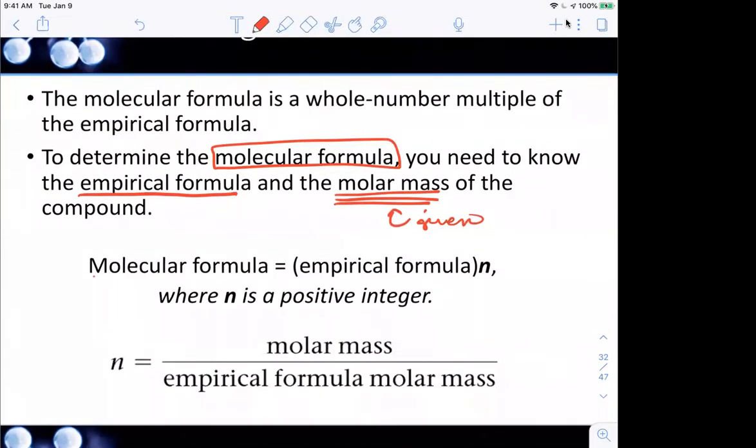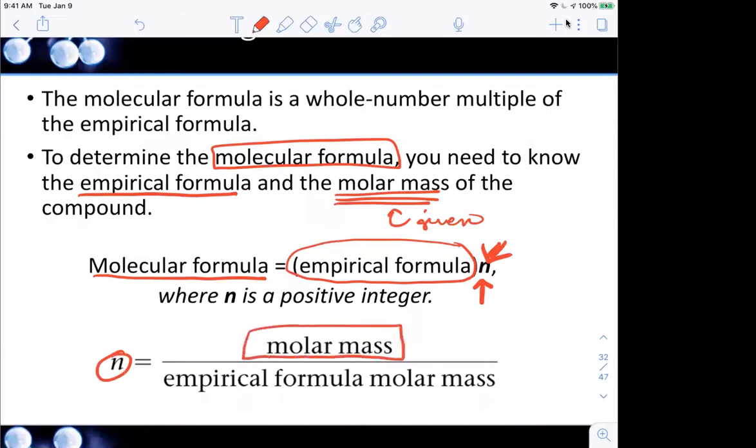Then, to find the molecular formula, I'm going to multiply the empirical formula by some integer n. To figure out what this integer is, I'm going to take the molar mass of the compound. So this is the entire compound. And I'm going to divide by the empirical formula molar mass. This is going to give me some integer value. It's either 1, 2, 3, whatever.